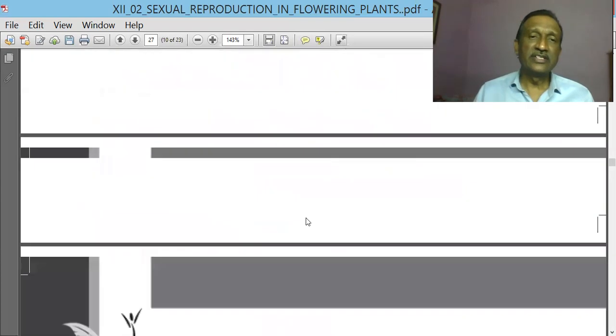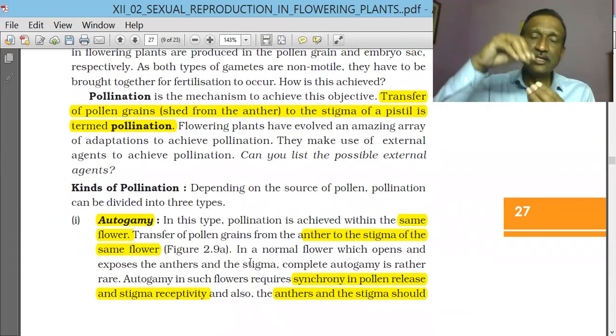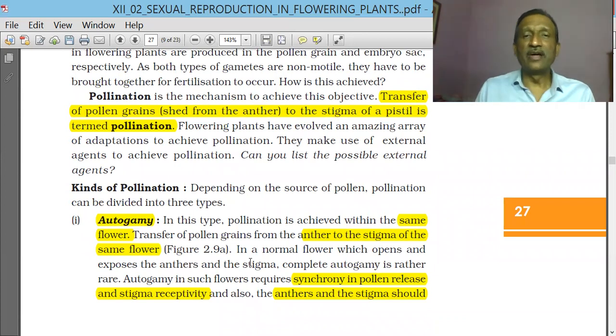Now what are these terms? Autogamy is when the pollen is transferred from the anther to the stigma of the same flower. Anther to the stigma of the same flower is called autogamy. Autogamy is one of the easiest methods for the plants, so that they need not search for pollen here and there.